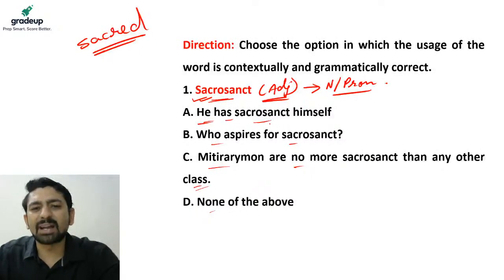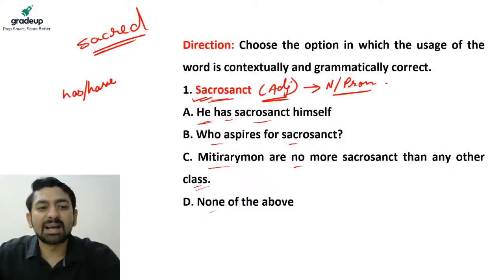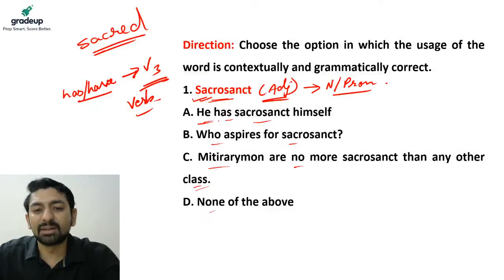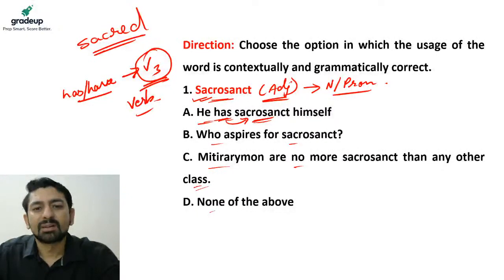He has sacrosanct himself. Now, you all know that after has and have, we always put the third form of the verb. Has and have is the helping verb here. If it's the helping verb, then the third form of the verb, V3, should appear. But here an adjective has appeared. The usage of an adjective in this sentence is wrong. So A is wrong. Who aspires for sacrosanct?